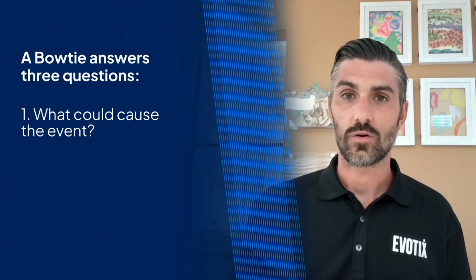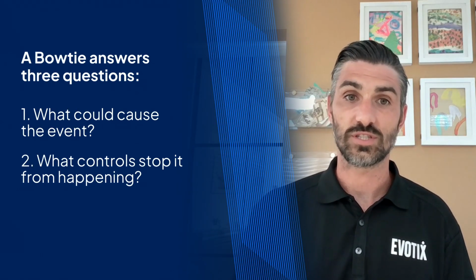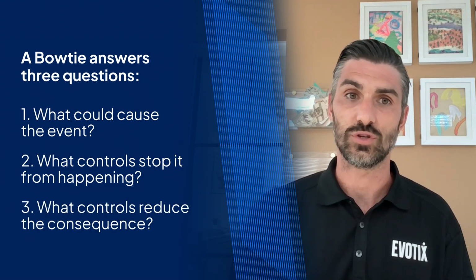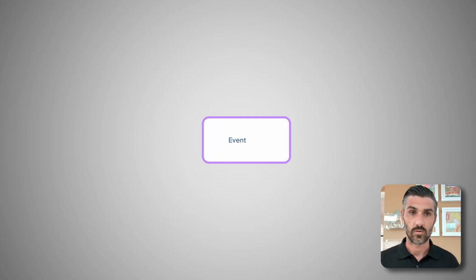At its simplest form, a Bowtie answers 3 main questions. What could cause the event? What controls stop it from happening? And if it does happen, what controls reduce the consequence? This diagram is called a Bowtie because, well, it looks like a bow tie. In the center is the top event, or the risk with the potential to cause harm.